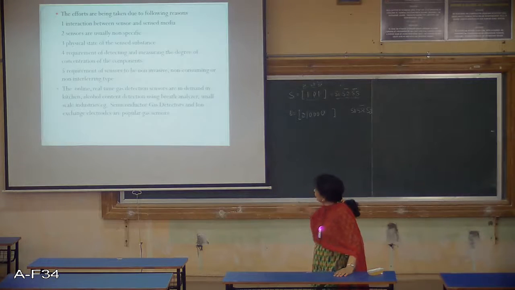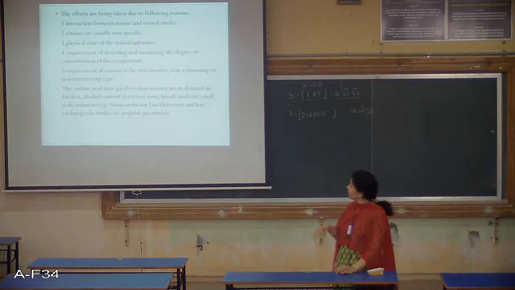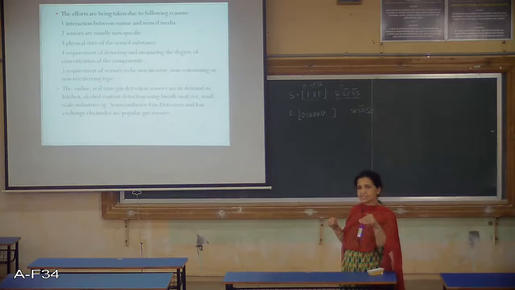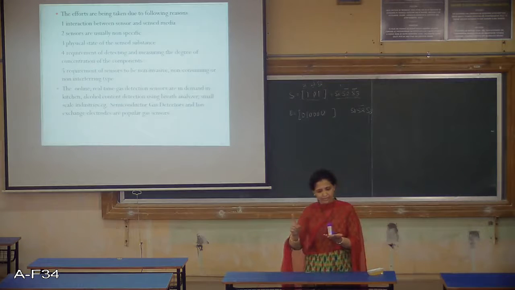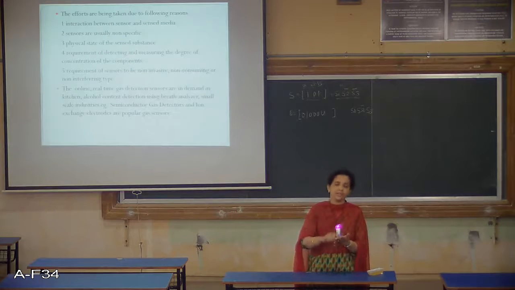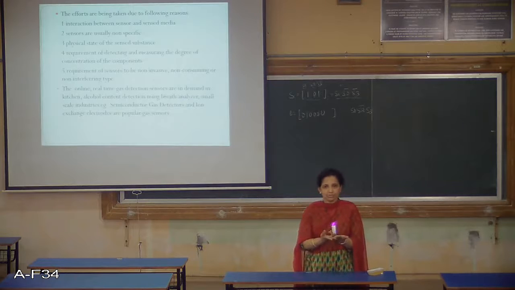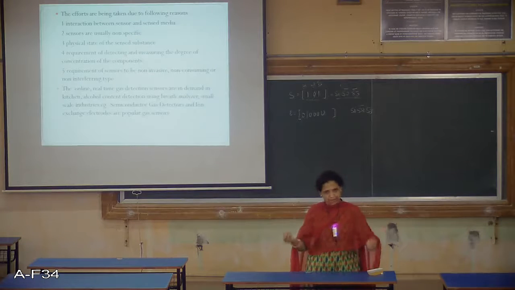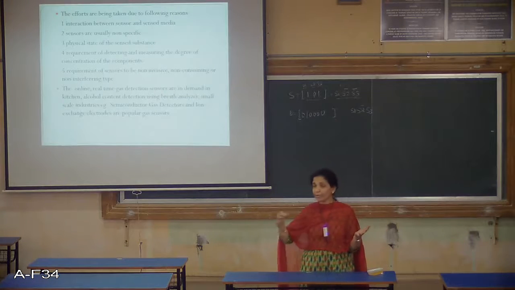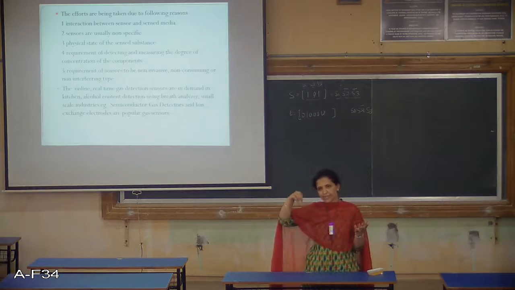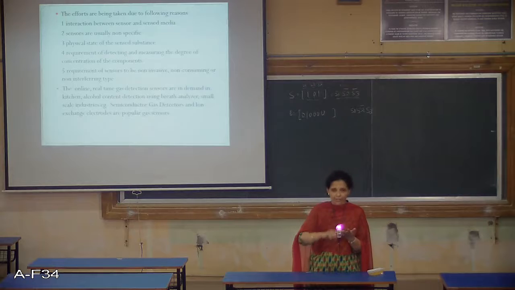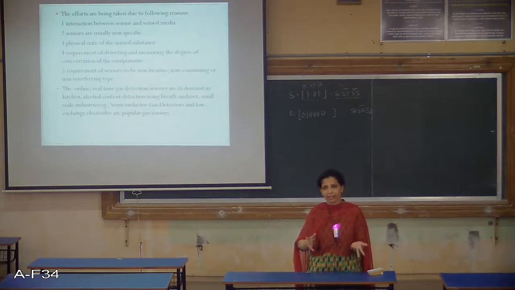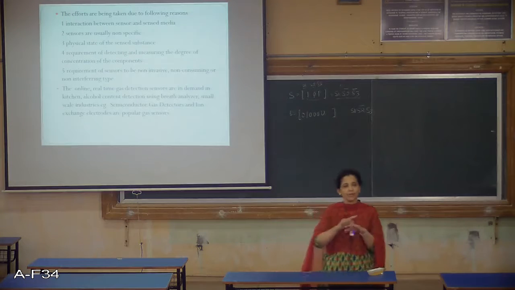Next, requirement of detecting and measuring the degree of concentration of the components. Now this degree of components is the essential thing. Everywhere, in air, all of us know that nitrogen, oxygen and humidity, H2O, carbon dioxide, carbon monoxide are all present there. But what is the level? After, say, assume acid rain, what is going to be the level? Whether the ozone level has increased, oxygen level has increased, what exactly is happening? So the level is very important in studying.